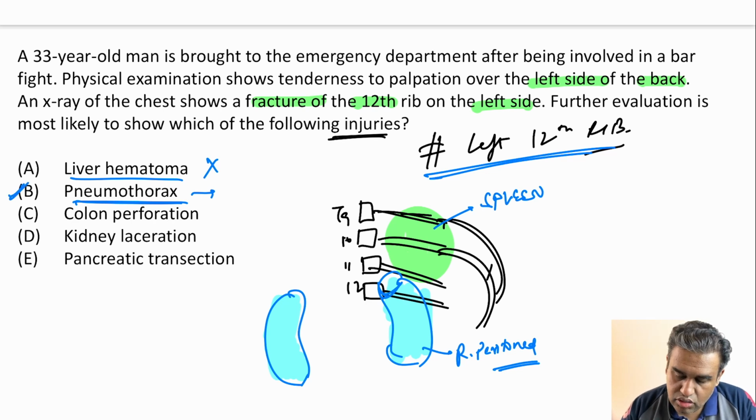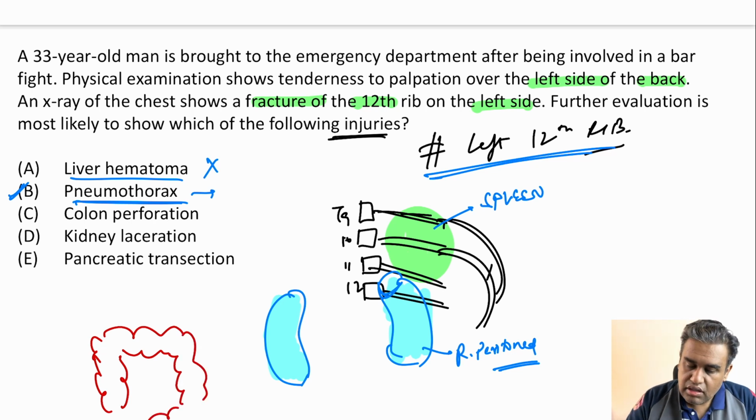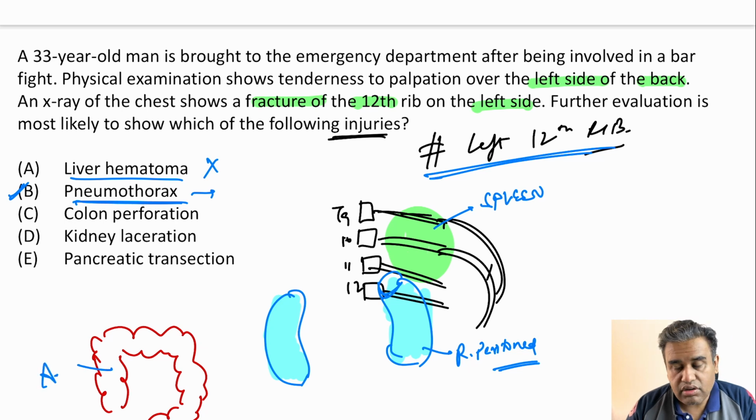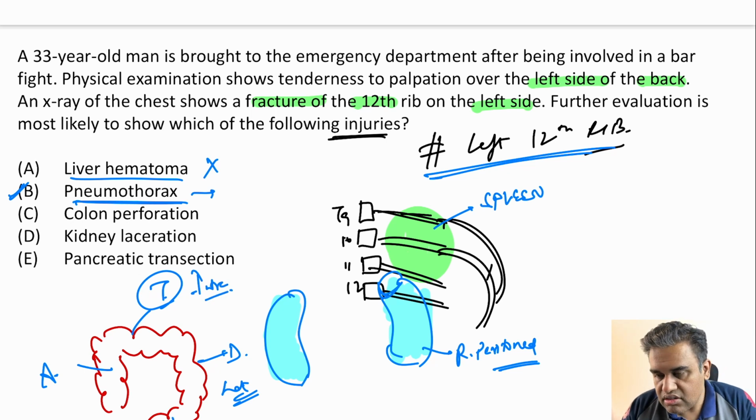Then they are saying colon perforation. Now, there are different parts of the colon. We have the ascending colon, then the transverse colon, then the descending, and then the sigmoid colon. Remember that the ascending and descending colon are retroperitoneal, fine, but they are more laterally located. The transverse colon is more anterior because it is intraperitoneal, and the sigmoid is more inferior. So the colon is not directly related to the rib.